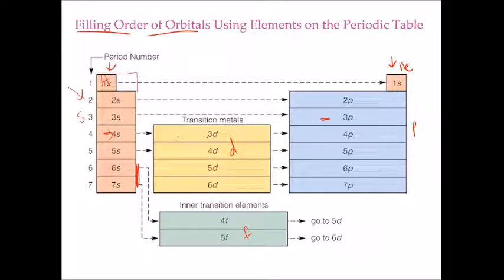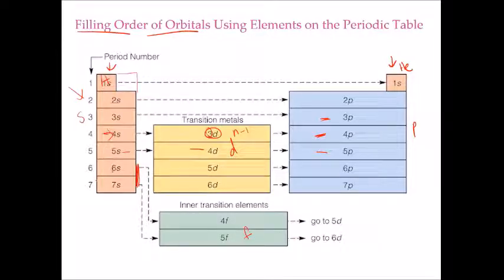This one is one row behind. The 3d comes after the 4s. So this is like n-1 in terms of this number 3. So 4s fills, 3d, then 4p. 5s will fill after the 4p. 4d comes after the 5s, 5p, and so forth.